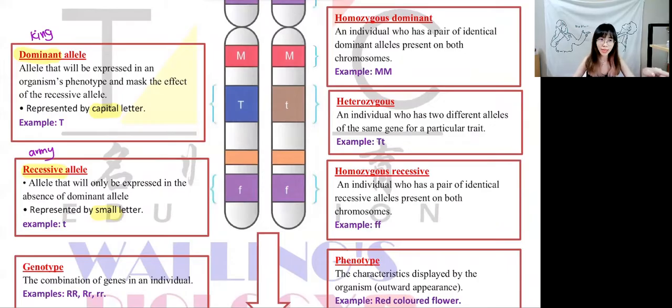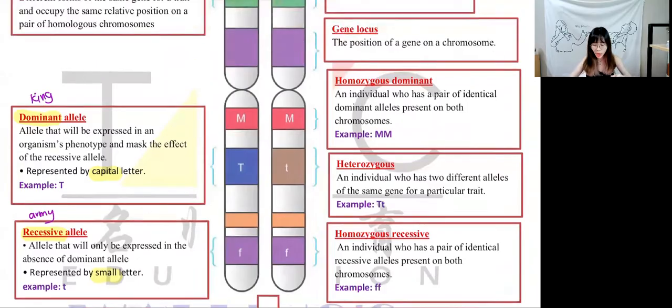At this moment, you have to understand what dominant and recessive are. Dominant means the king, capital letter. Recessive means the army, which is a small letter. Because we have three different categories over here, we have homozygous dominant. What does homozygous mean? Homo, you can remember as same. Dominant means what? King, right? So same king means that we have two capital letters.